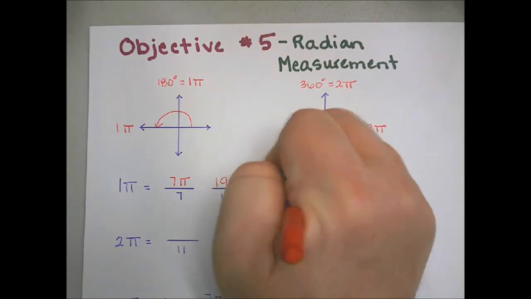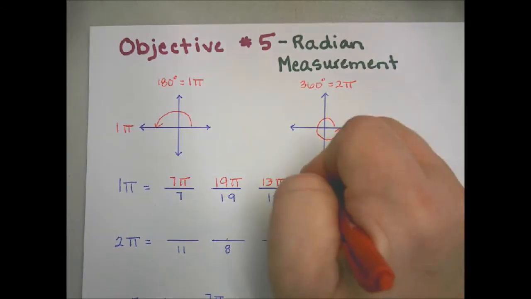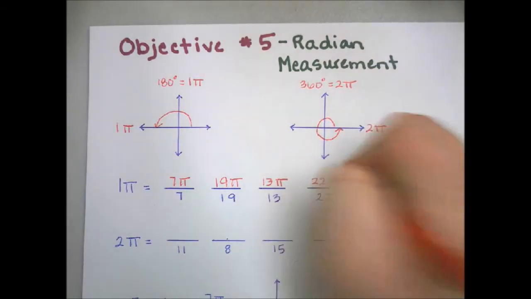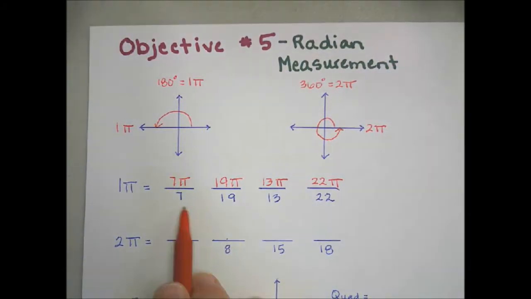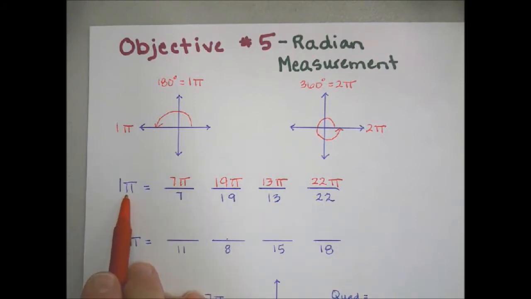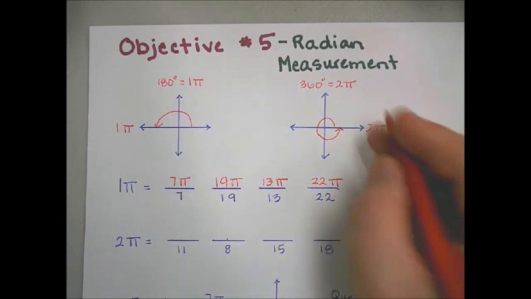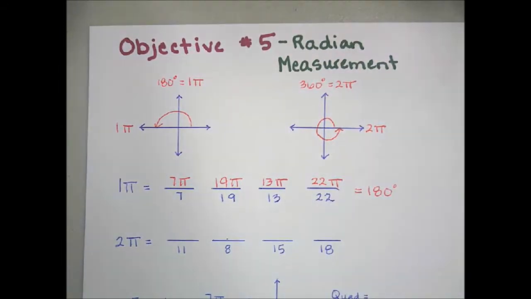13 pi over 13. And what if it was divided up into 22nds? It would be 22 pi over 22. Each one of these 4 fractions is equivalent to 1 pi. So each one of these fractions is telling you that you have gone 180 degrees. You've gone halfway around the circle.